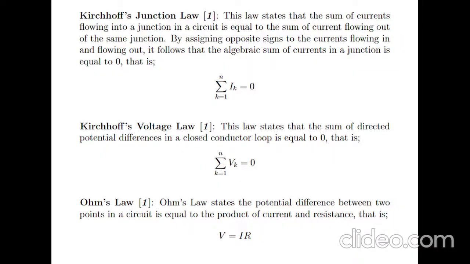As for the laws that I need to observe, Kirchhoff's junction law states that the sum of currents that flow into a junction is equal to the sum of the currents that flow out of that junction. Kirchhoff's voltage law states that the sum of the directed potential differences in a closed conductor loop is equal to zero. And Ohm's law states that the potential difference between 2 points in a circuit is equal to the product of current and resistance between these 2 points.